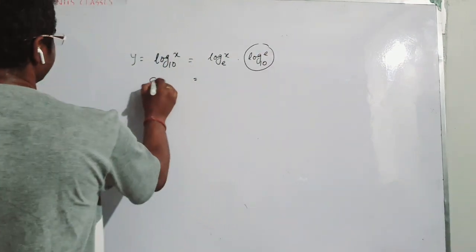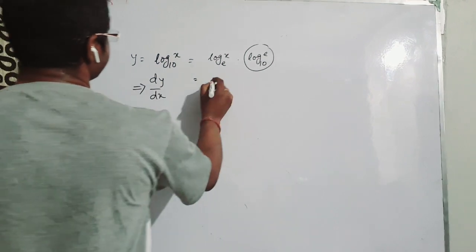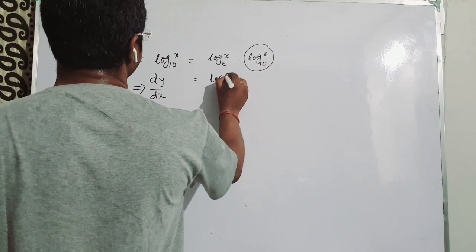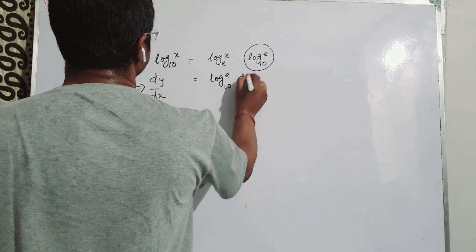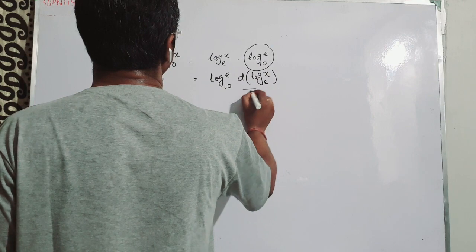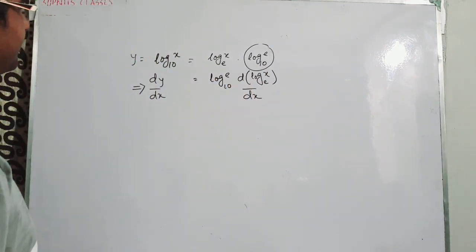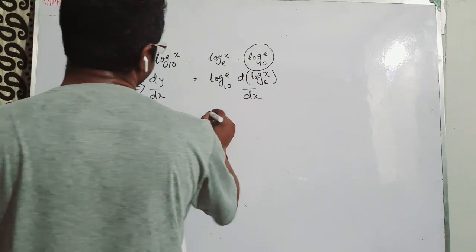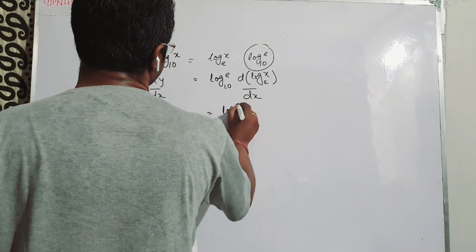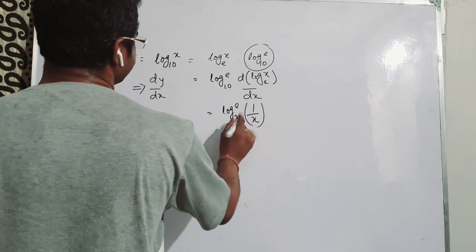Okay, so dy/dx, this one goes out, d log x base e by dx. Okay guys, clear? So now you can do it, into 1 by x. Okay, sorry, this is 10.